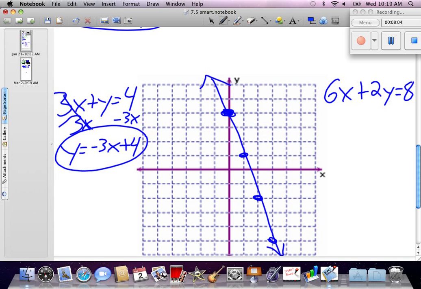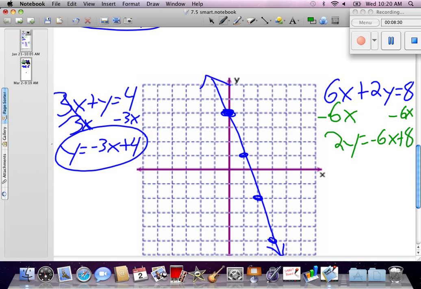Okay, Artie. 6x plus 2y equals 8. Is that in slope-intercept form? How do I get it there? Good. I minus 6x from each side. I get 2y equals negative 6x plus 8.